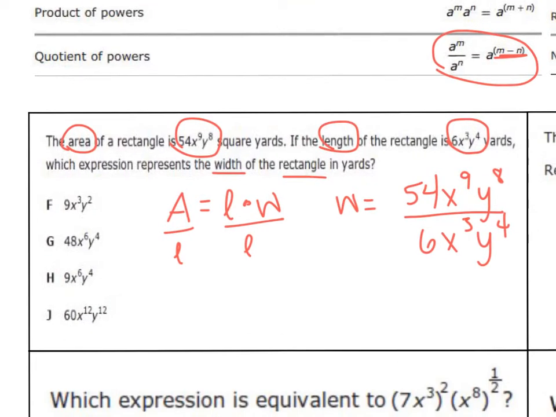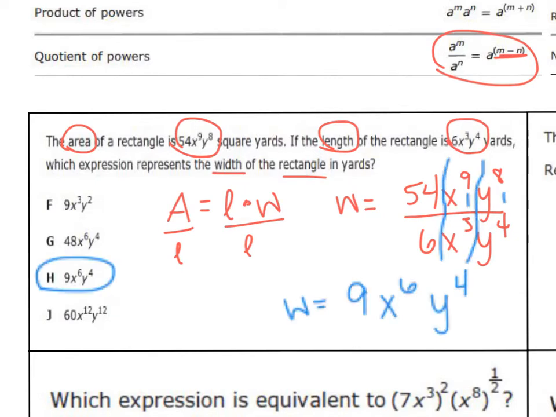So the most important thing about this is that we separate out each item by itself. So the numbers would go by themselves. 54 divided by 6 is 9. X divided by x, we will subtract their exponents. 9 minus 3 is 6. Y divided by y is 8 minus 4, so that's 4. And then we have our solution, letter H.